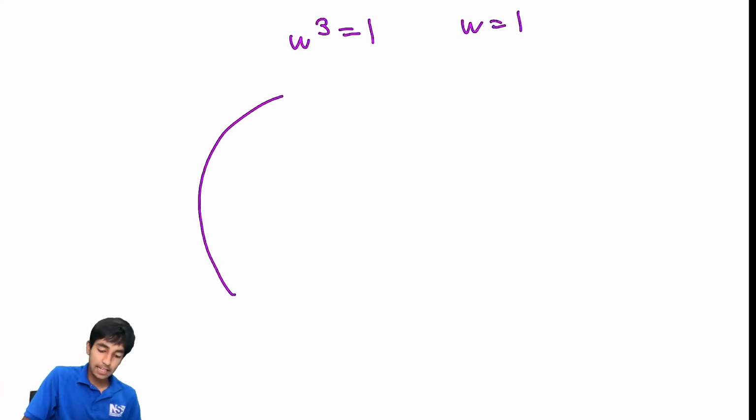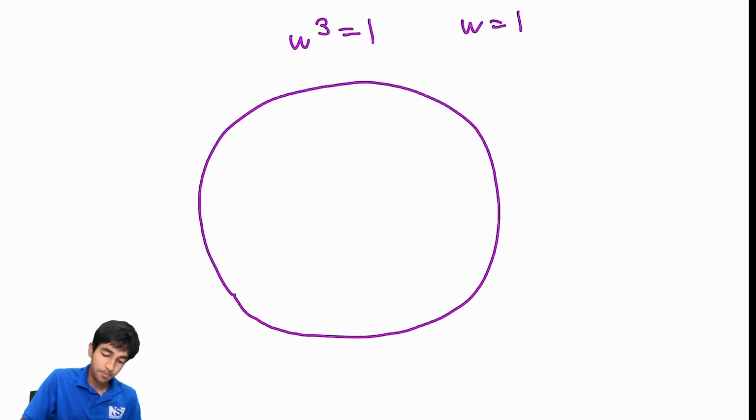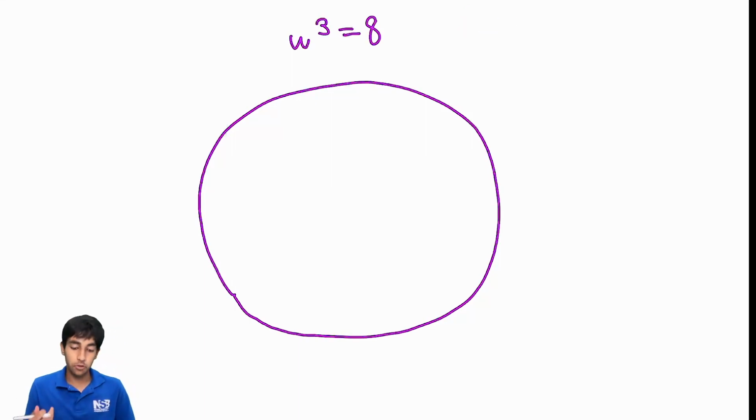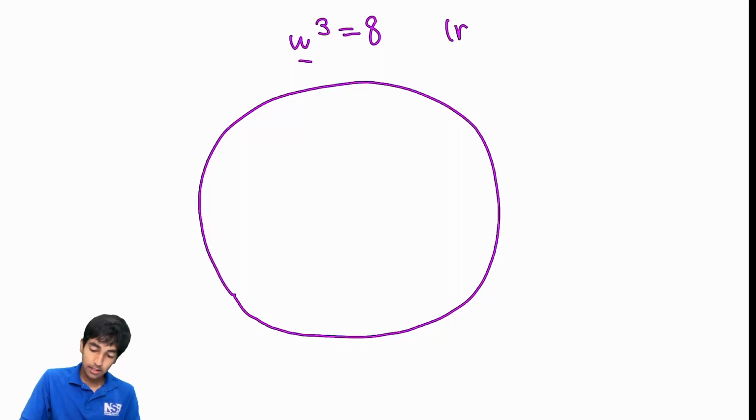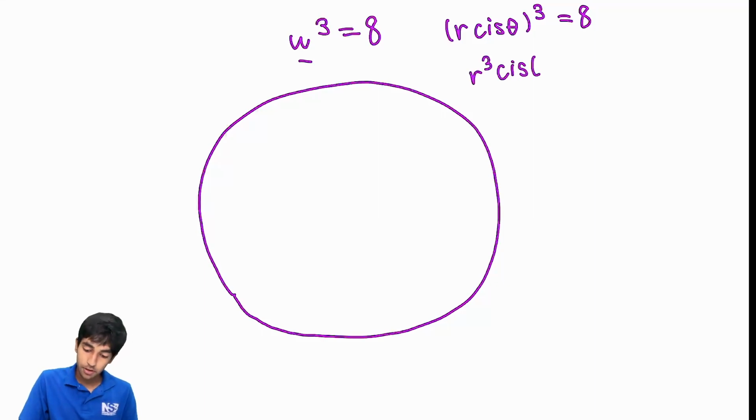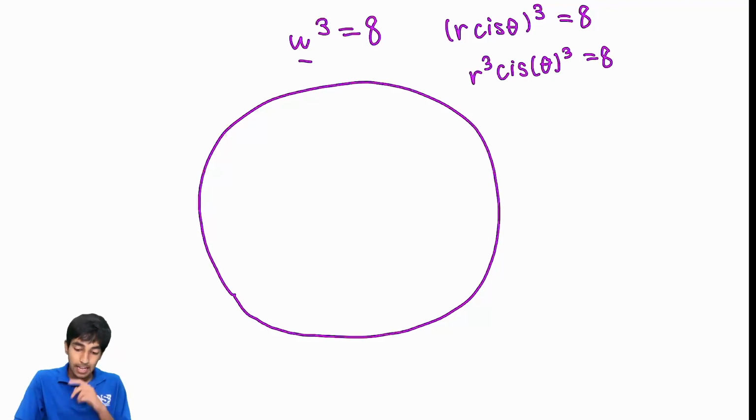So here's the idea behind solving these types of problems. And actually, just to make it a little bit more interesting, let's have w cubed equals 8 to demonstrate roots of unity. So the first thing that we can do here is write w in polar form. So let's say r cis theta. Now we have r cubed cis theta cubed equals 8.